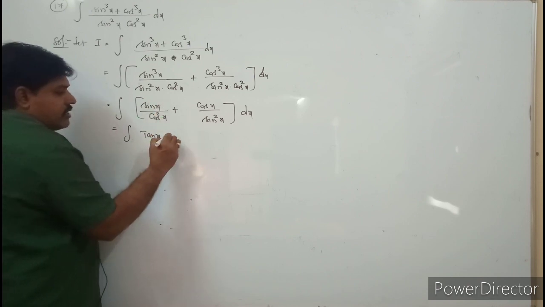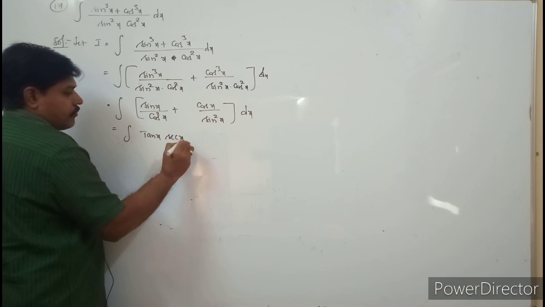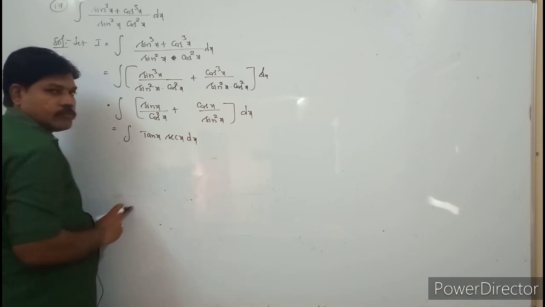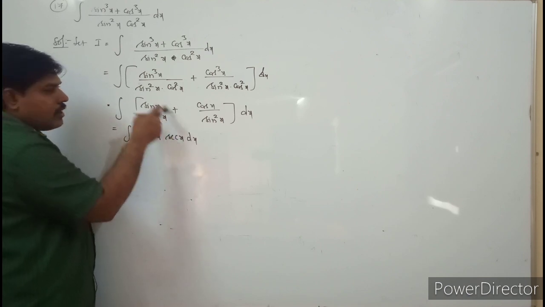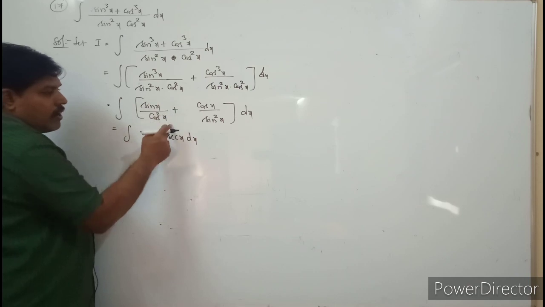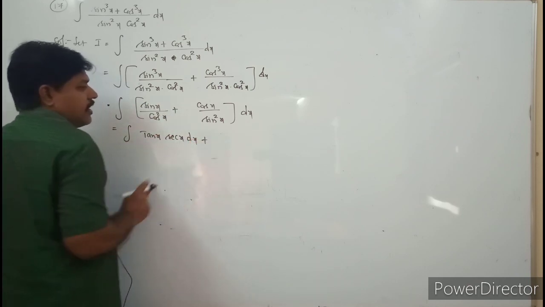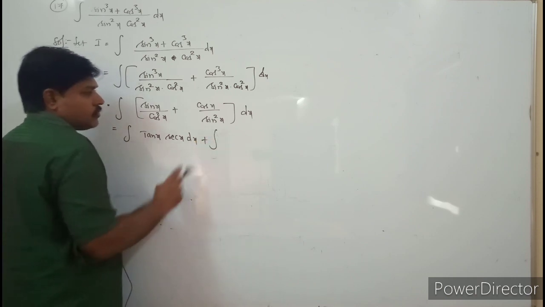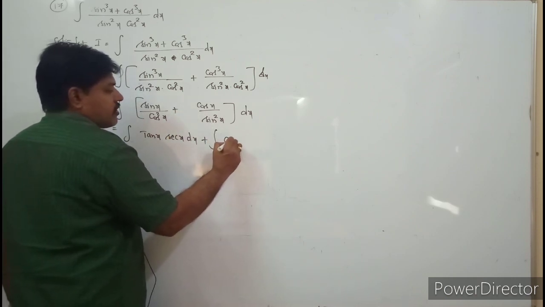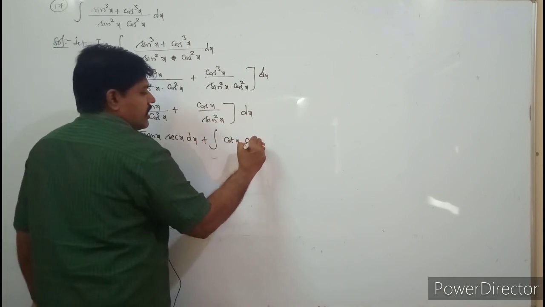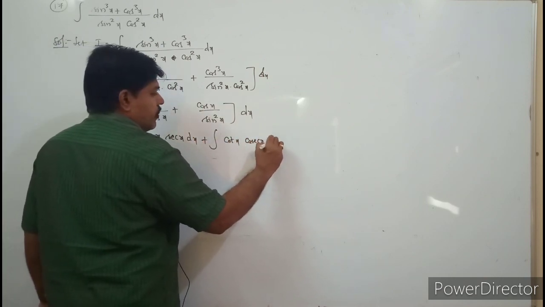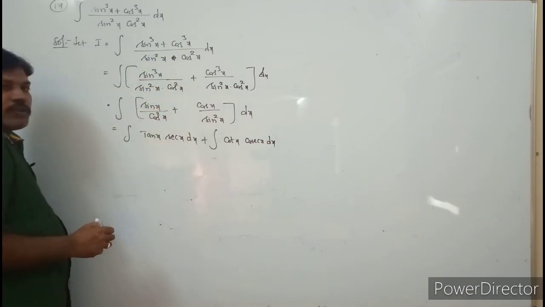1 by cos x is nothing but secant x into dx. See that, students? Sin x by cos square x. Cos square x is nothing but cos x into cos x. Sin by cos is tan, 1 by cos is secant. Here also the same: integral of cos by sin is cot x. Cos by sin is cot x, 1 by sin is nothing but cosecant x into dx.